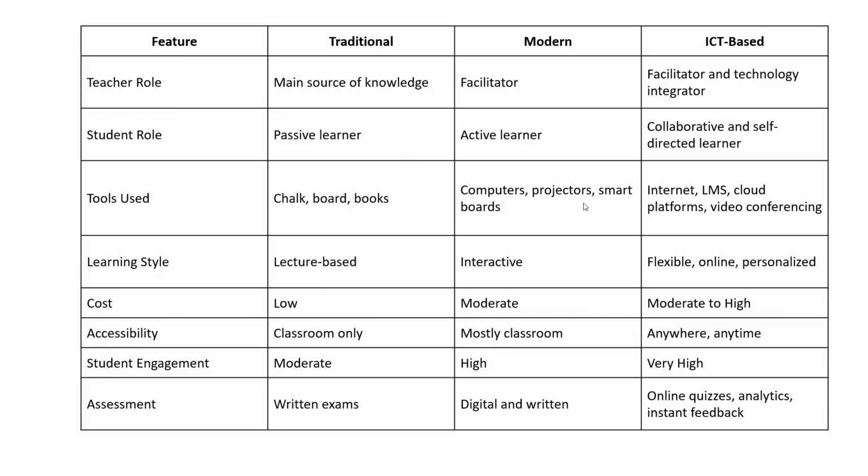So computers, projectors and smart boards for modern, and ICT-based: internet, LMS, cloud platforms and video conferencing. Learning styles: traditional is lecture-based, modern is interactive-based, and ICT is flexible, online and personalized. Cost: traditional is very low, modern is moderate, and ICT is moderate to high. Accessibility: traditional is classroom only, modern is mostly classroom, and ICT is wherever and any time. And student engagement: traditional moderate, modern high and ICT very high.